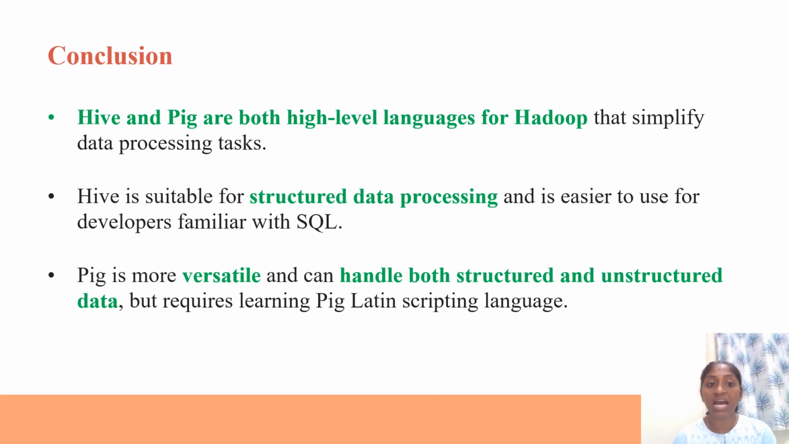Conclusion. Hive and PIG are both high-level languages for Hadoop that simplify data processing tasks. Hive is suitable for structured data processing and is easier to use for the developers familiar with SQL. Pig is more versatile and can handle both structured and unstructured data, but it requires learning Pig Latin scripting language.